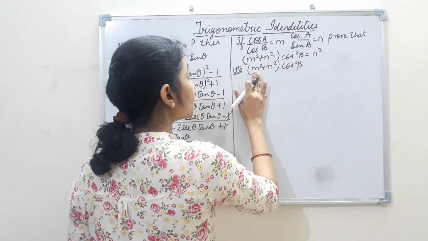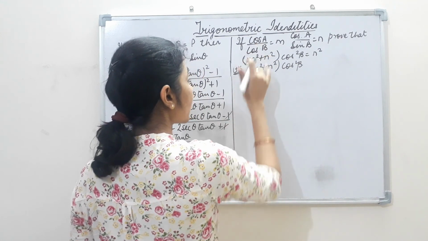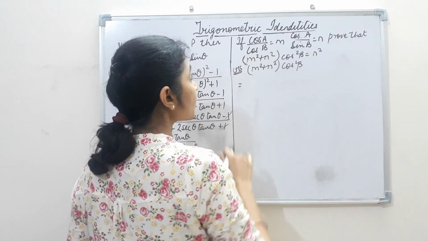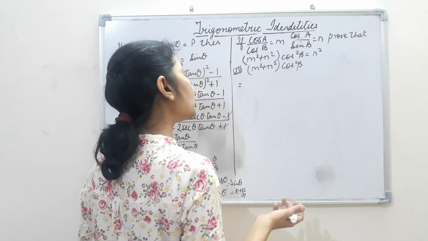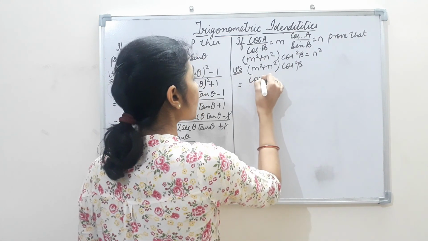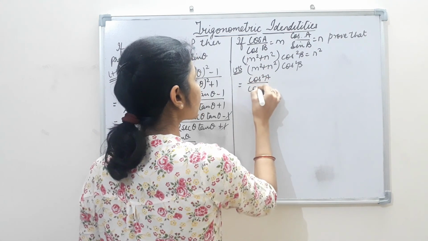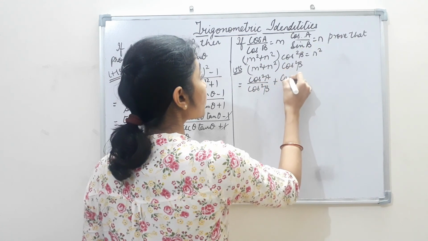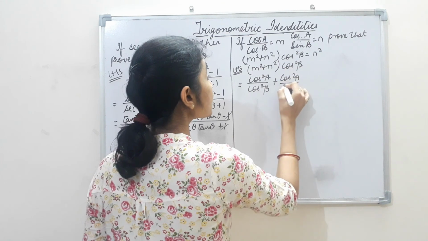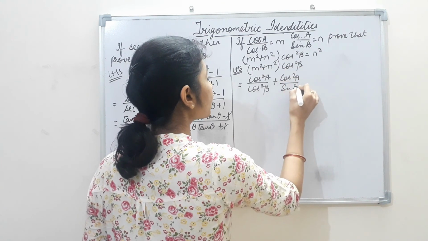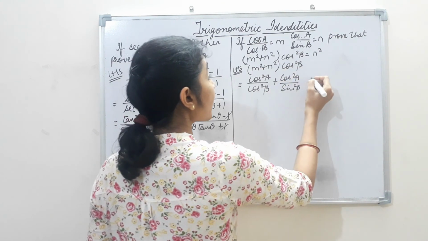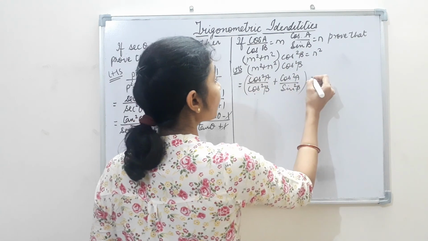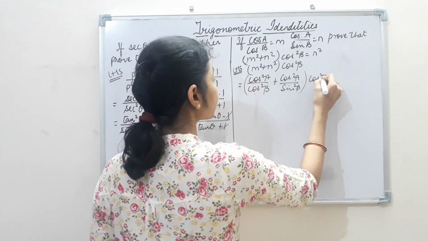Okay, now substituting the value of m square: when m is equal to cos A upon cos B, then m square is equal to cos square A upon cos square B. Plus, n square is equal to cos square A upon sin square B. Now, outside the bracket we have cos square B.